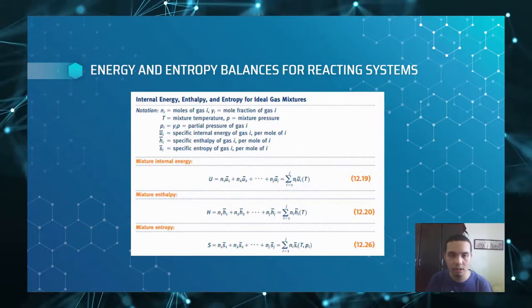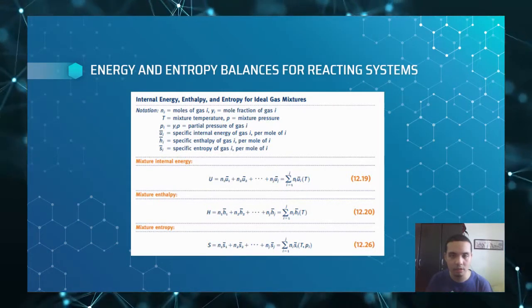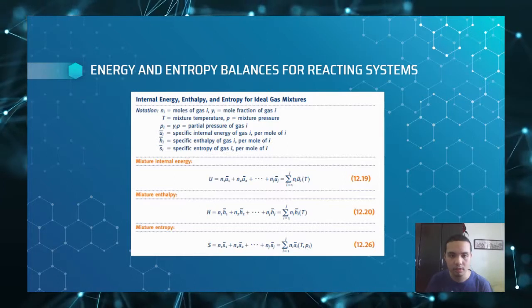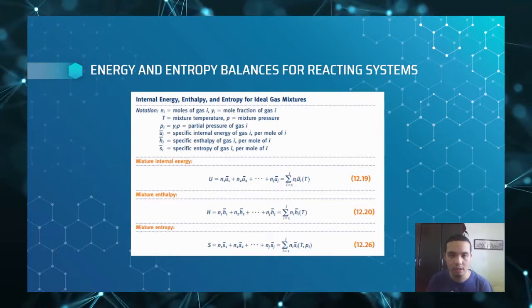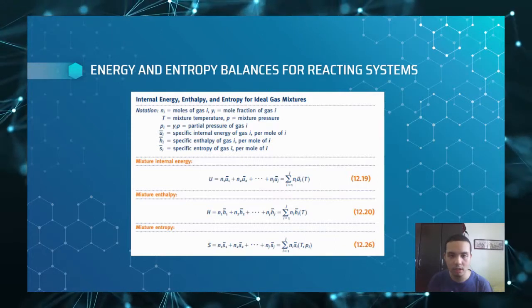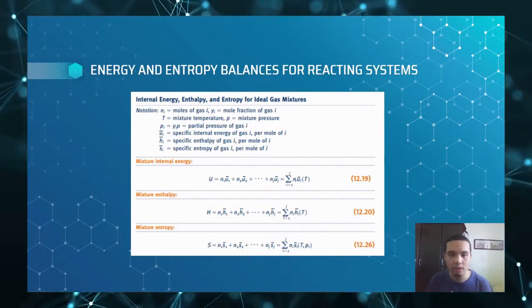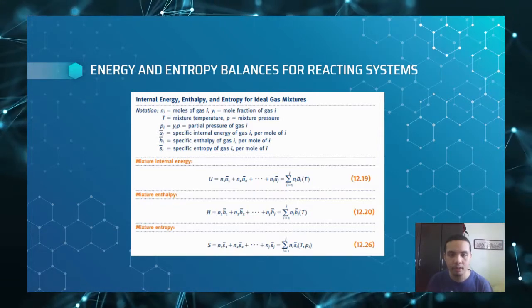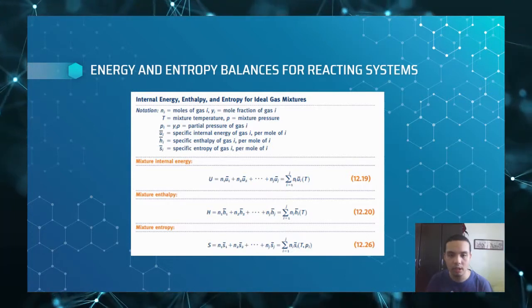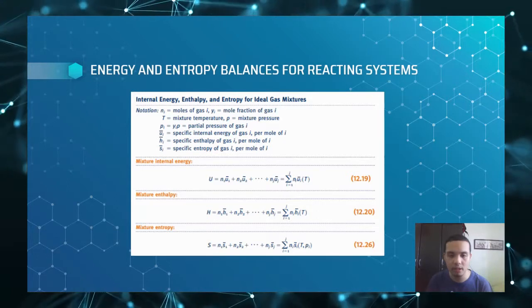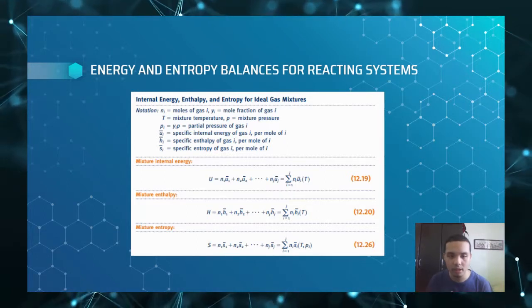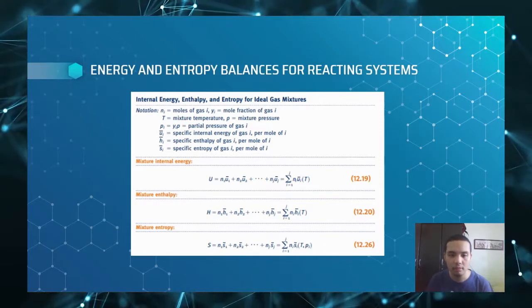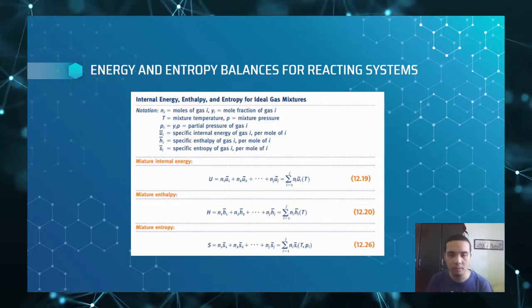This table summarizes the ideal gas mixture introduced in the previous chapter. In this table, there are three equations. For mixture internal energy, it is the summation of moles of gas i times specific internal energy of gas i per mole of i. For mixture enthalpy, it is the summation of moles of gas i times the specific enthalpy of gas i per mole of i. Lastly, mixture entropy is the summation of moles of gas i times specific entropy of gas i per mole of i.